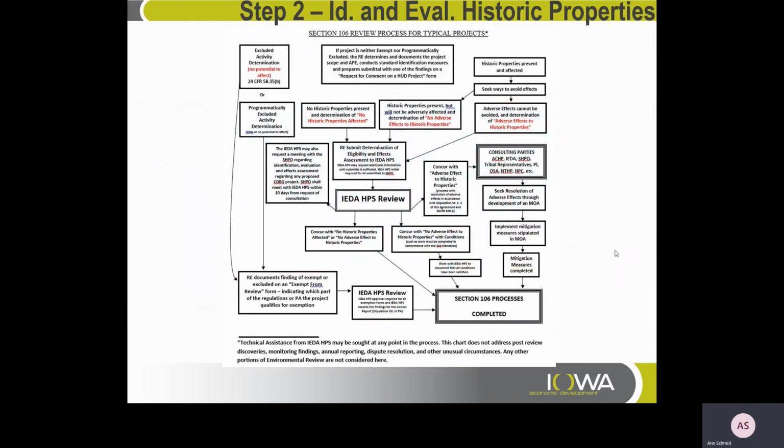This is an image of a process chart that comes right out of our programmatic agreement, which allows the Iowa Economic Development Authority, Historic Preservation Specialist, the review and approval authority for our reviews. As a recipient of our funds or a grant administrator working with our recipient, you're looking to document either no potential to affect, no historic properties affected, or no adverse effect for your projects. So as you work through this chart, you ultimately end up with a submittal to IEDA for review.